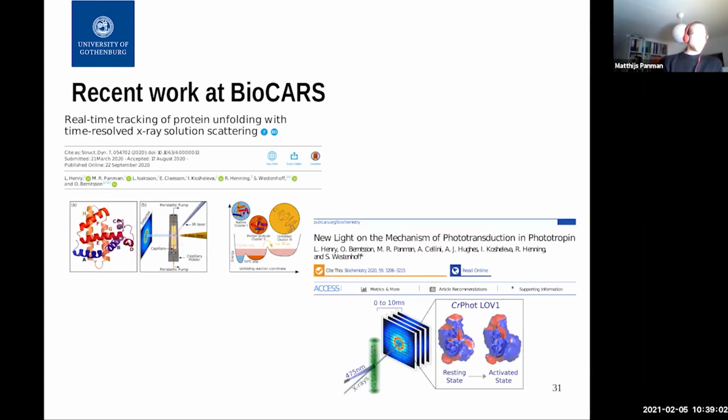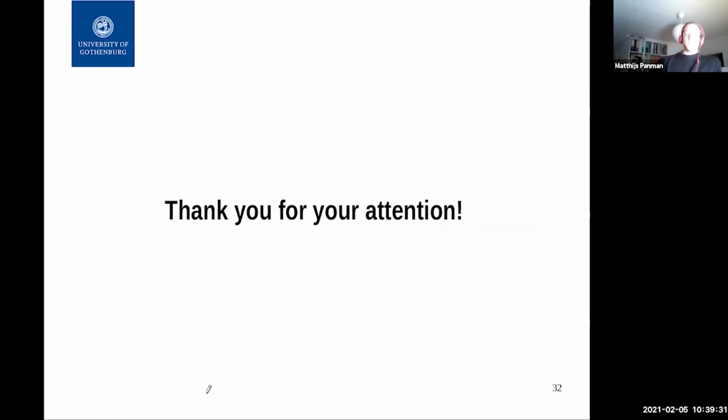And before I leave you, I just want to plug some of our research at the BioCARS beamline, which we, of course, did with Irina and Robert and others. But this is a completely different experiment, different system. We did some temperature jumps on proteins and also some optical experiments on time-resolved experiments on phototropin. And with this, I want to thank you for your attention.